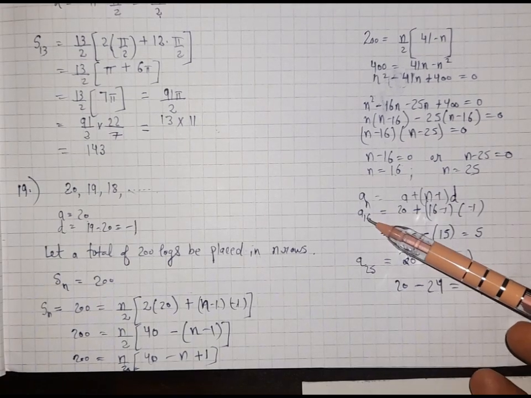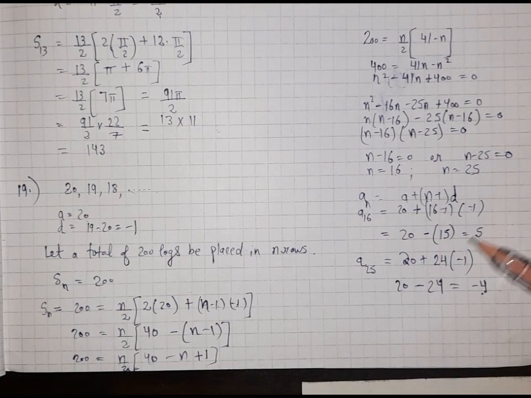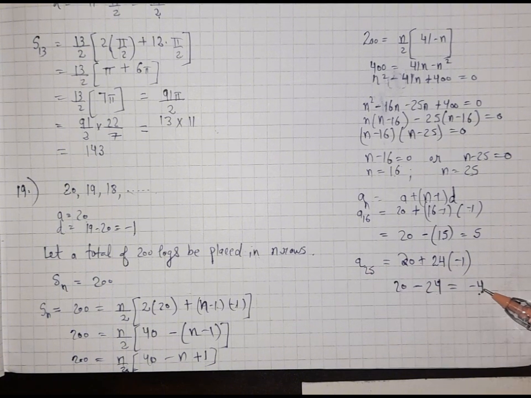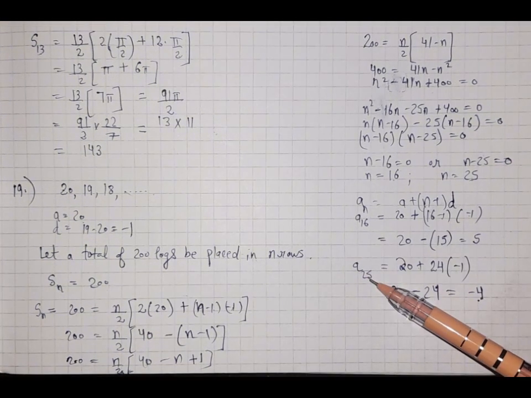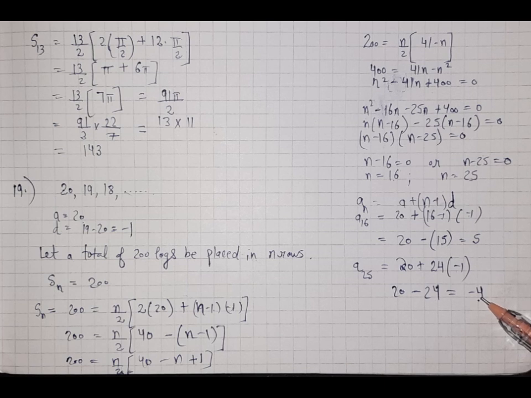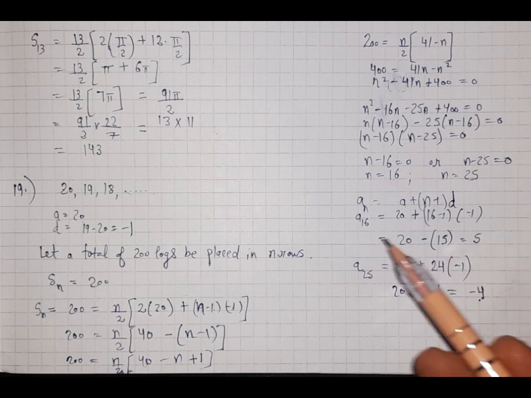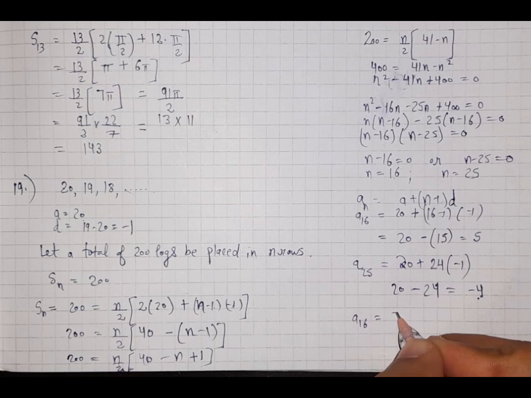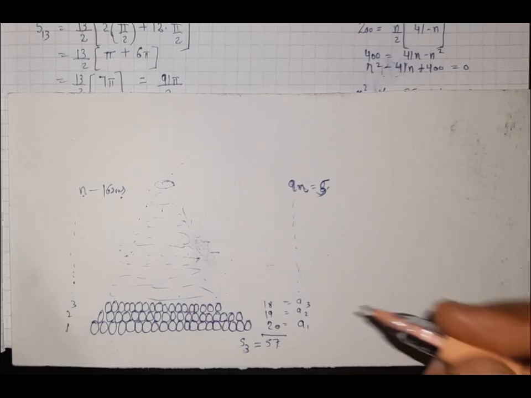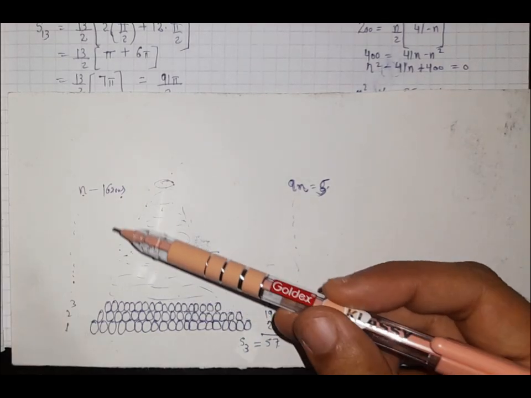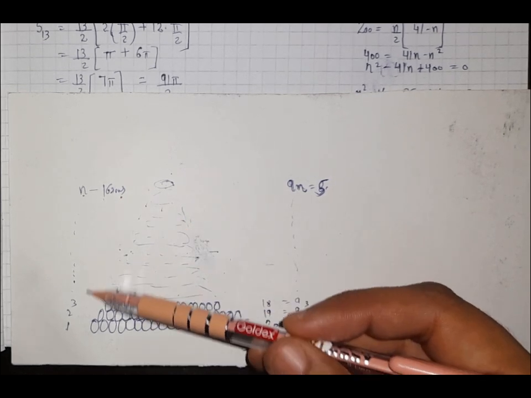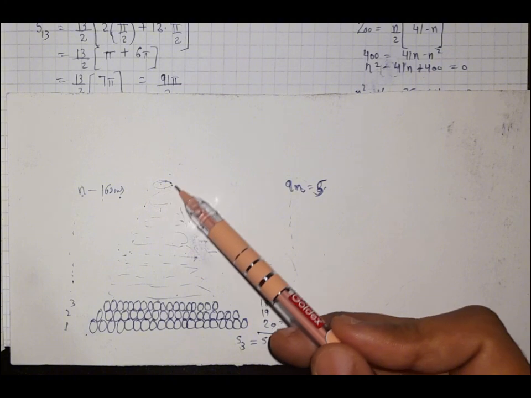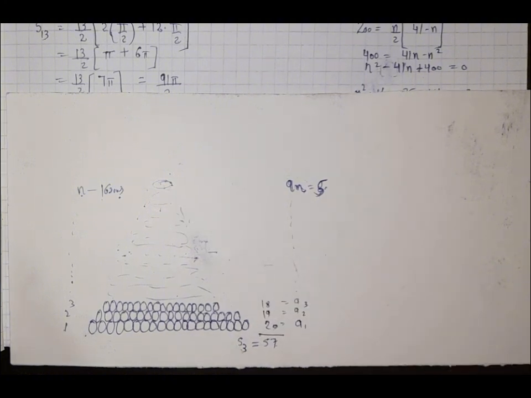If n is 16, then a16 equals 5, and if n equals 25, then a25 equals -4. It means that in the 25th row, -4 logs are placed, which is not possible. So we have a16 equals 5. Therefore, 200 logs can be placed in 16 rows such that an equals 5. In the last row, 5 logs are placed.